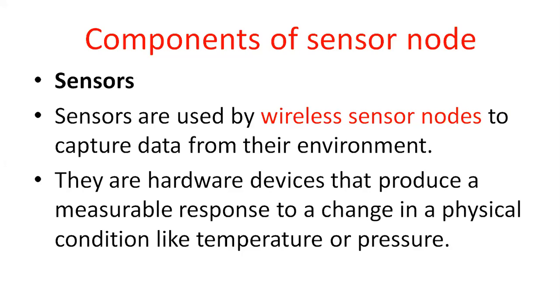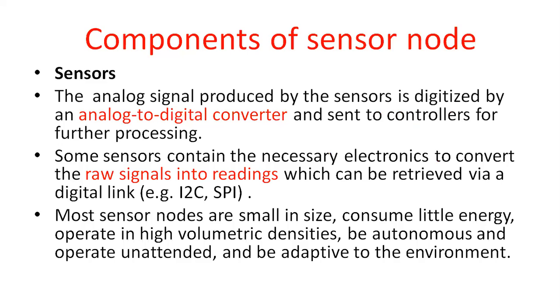Here the different IoT devices are connected without wire. These IoT devices communicate without wire. They are hardware devices that produce a measurable response to a change in a physical condition, such as temperature and pressure. The sensors also produce an analog signal. The analog signal produced by the sensor is digitalized by the analog to digital converter, ADC, and sent to the controller for processing. The sensor takes the data and then sends it for processing.